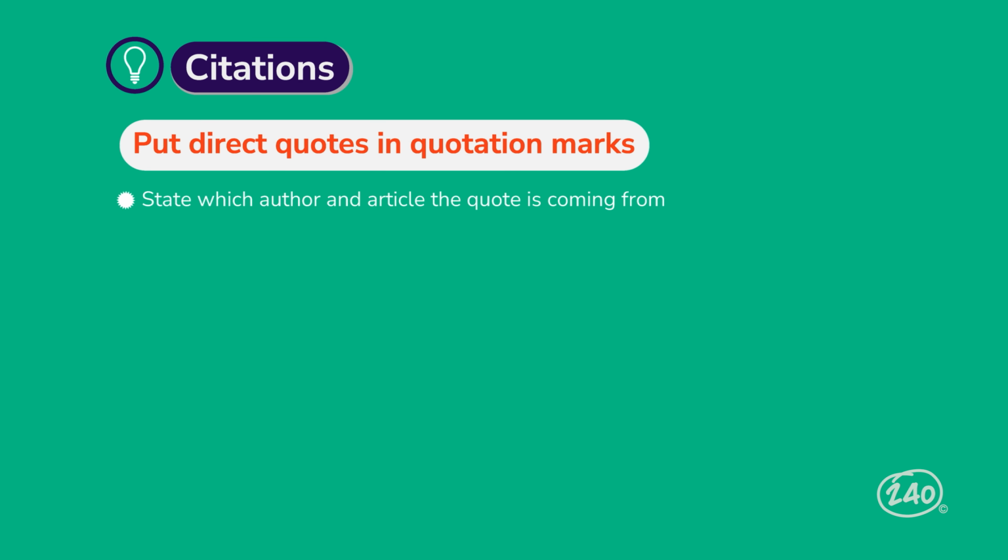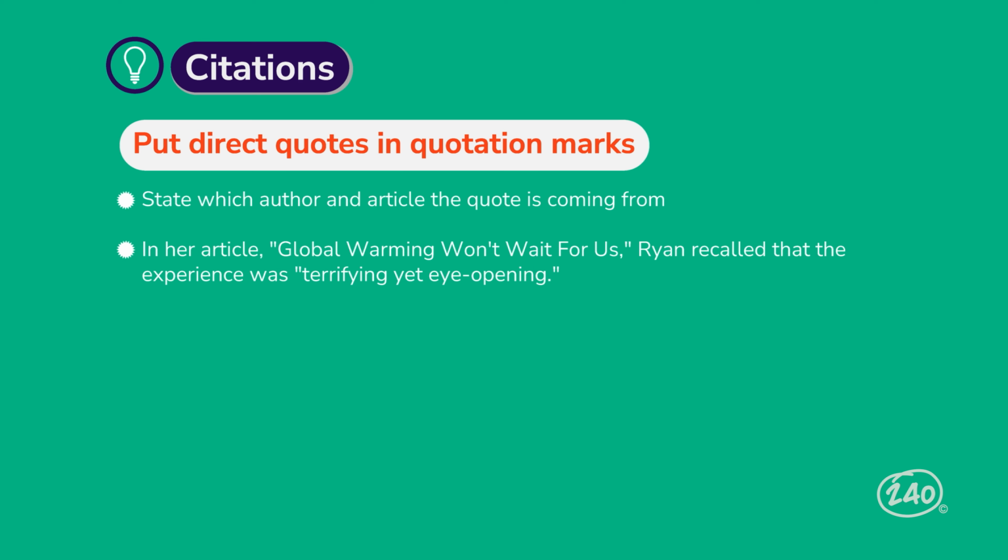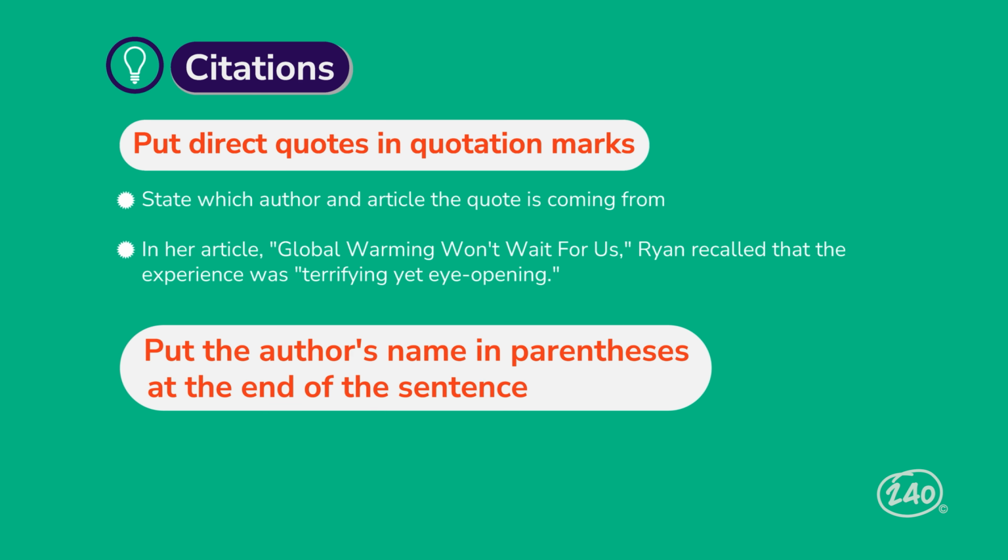Like this example. If one of the given passages was titled Global Warming Won't Wait for Us, and the author's last name was Ryan, I could write, in her article, Global Warming Won't Wait for Us, Ryan recalled that the experience was terrifying yet eye-opening. I clearly stated where I got that quote from. Another option is to just use the quotation and put the author's name at the end of the sentence in parentheses, like this. It doesn't matter which way you do it, and you can use both throughout your essay. As long as you try to show where the quote is coming from, you'll be good to go.